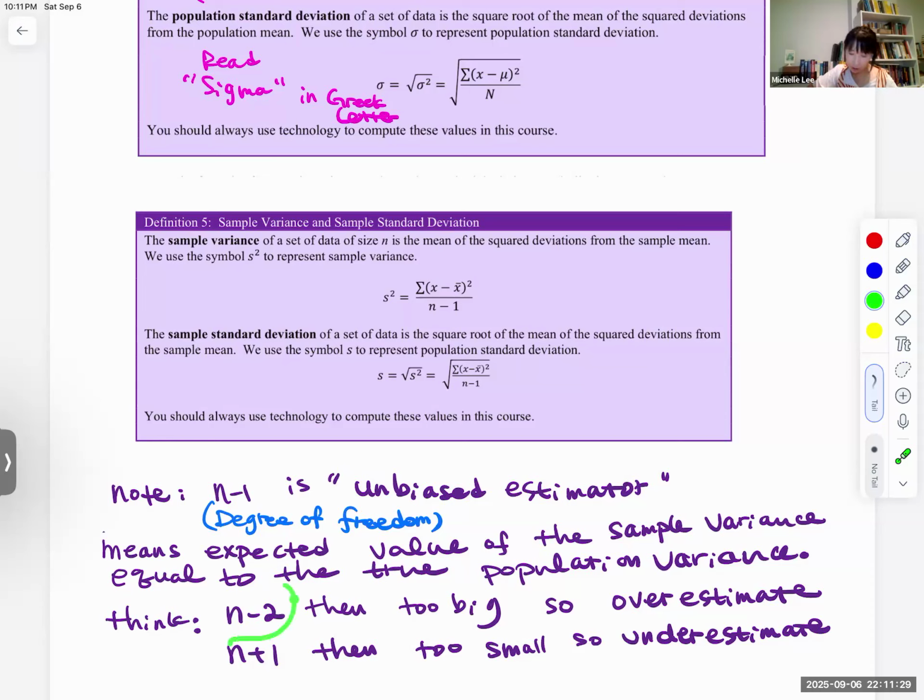Then why don't we use n minus 2? n minus 2 is too big a reduction, so we can have an overestimate because the denominator is smaller. Then what about n plus 1? n plus 1 is big, so when the denominator is big, the whole thing is too small, so it might underestimate. Make sense? Okay.